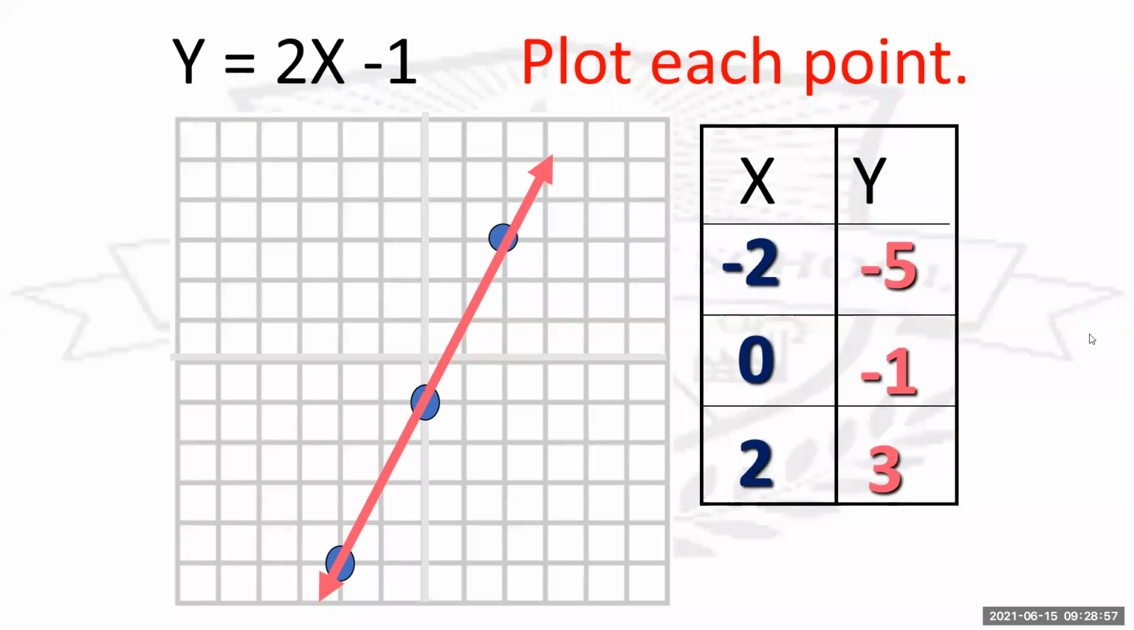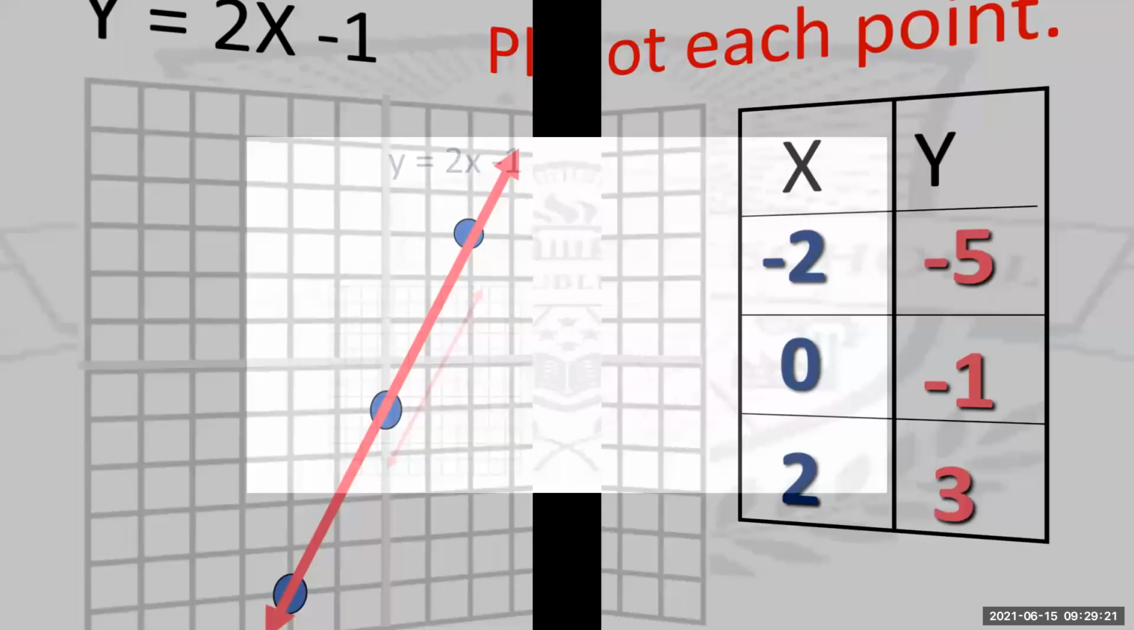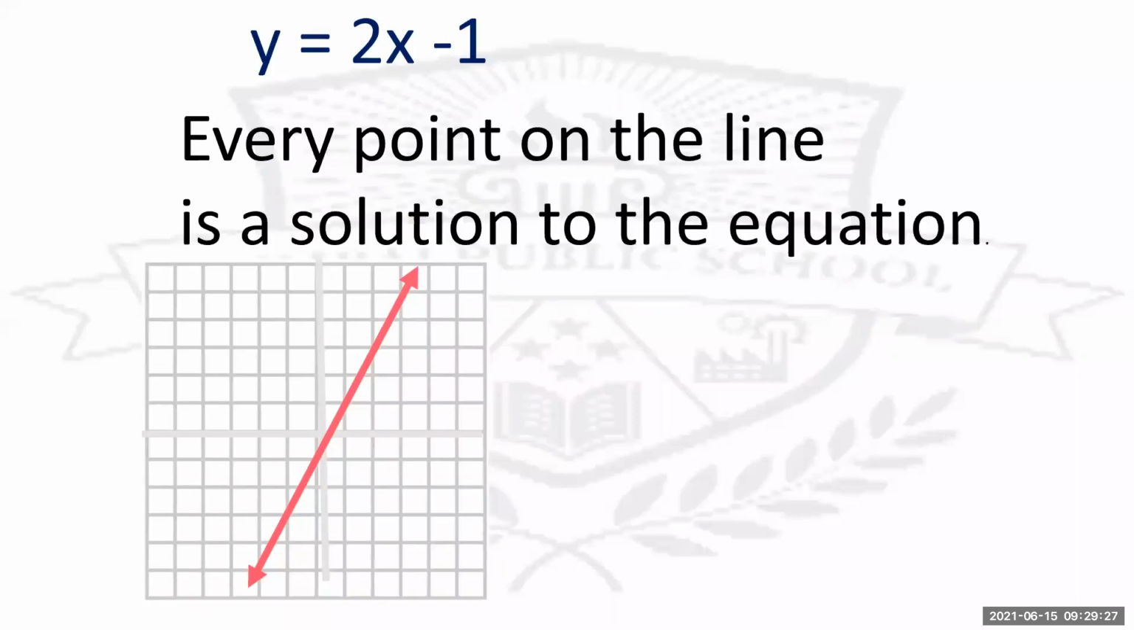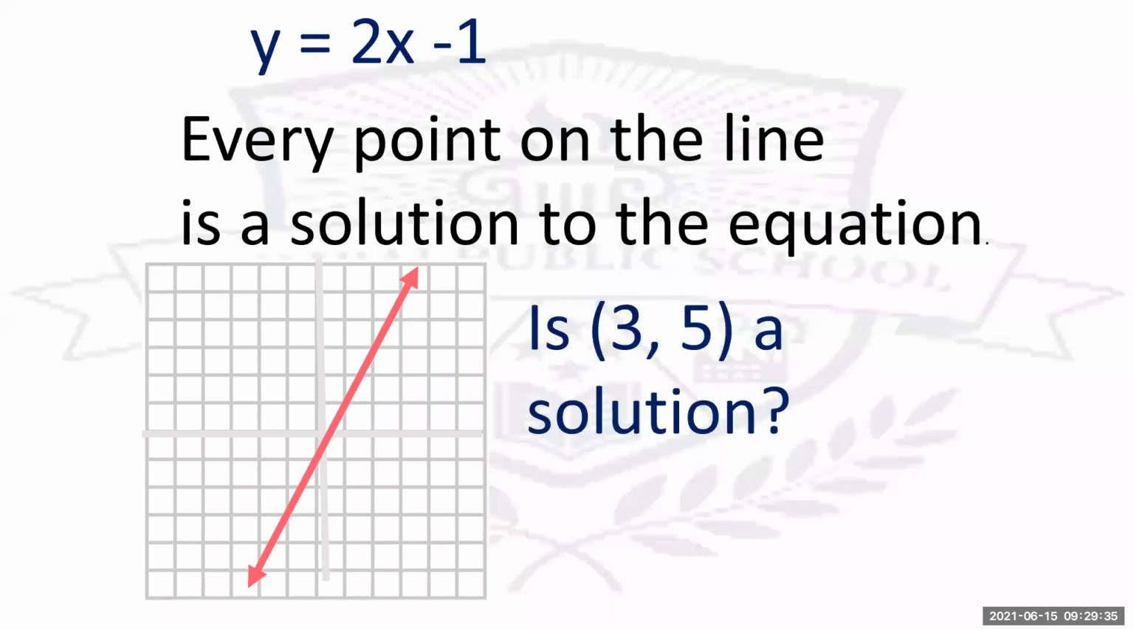So, hope everybody has understood this. This is very easy. This kind of question definitely comes in your board exams, and this is a compulsory question. So if you understand how to prepare the table and plot the points, you'll get good marks in this. Now every point on the line is a solution to the equation. It means whatever point lies on the line is a solution of the equation.